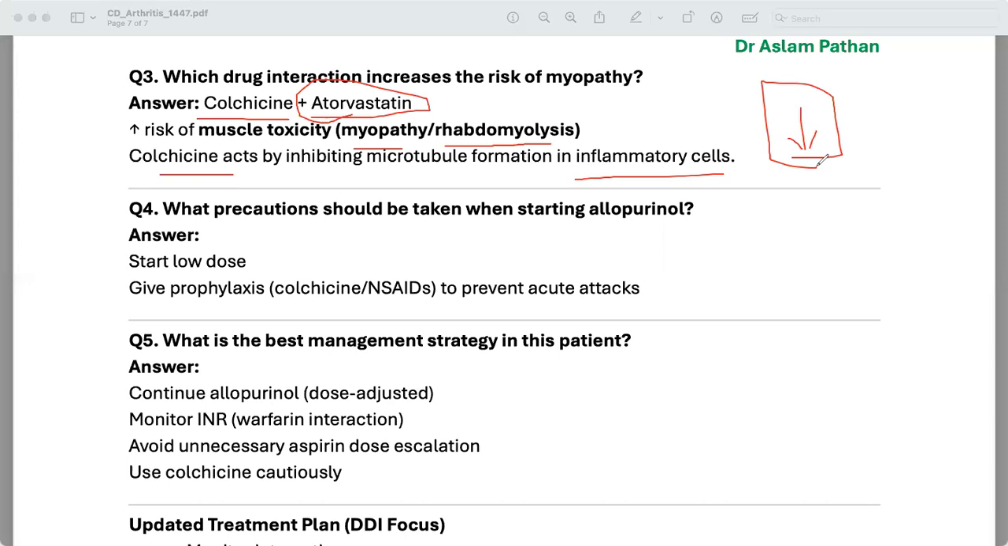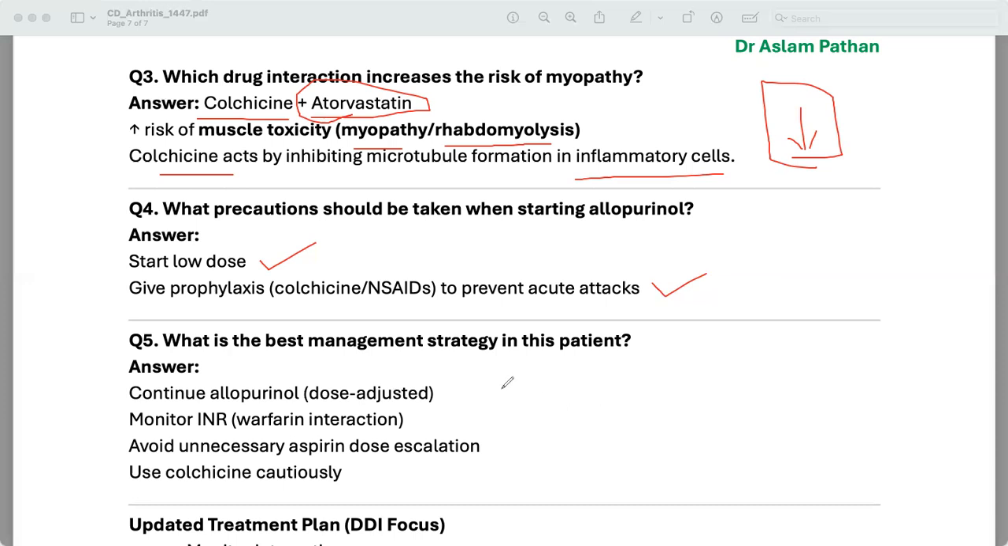What precautions should be taken when starting allopurinol? Start at a low dose and give preventive colchicine or NSAIDs to prevent acute attacks. As we discussed before, allopurinol should not be started during the acute attack because it will worsen the attack. So once the attack, pain or inflammation has subsided, then we need to give allopurinol.